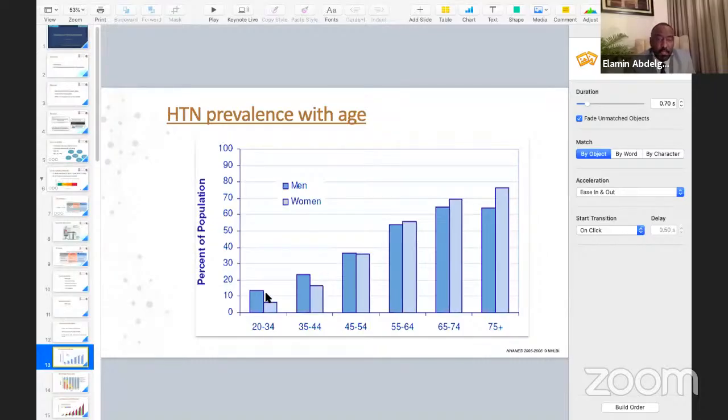So the prevalence of hypertension in men at the third decade of life is somewhere between 10 to 15%. That goes to 65% of male patients aged 75 years and more. The prevalence in women at a younger age is somewhere around 5%. That goes up to 75% of ladies above the age of 75, who may suffer from systolic or diastolic hypertension.